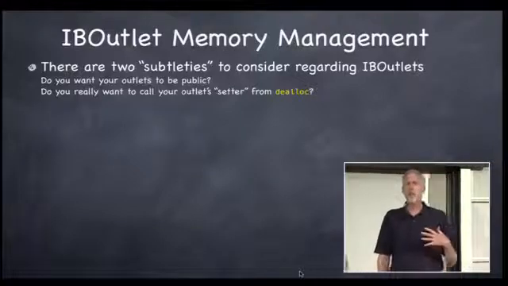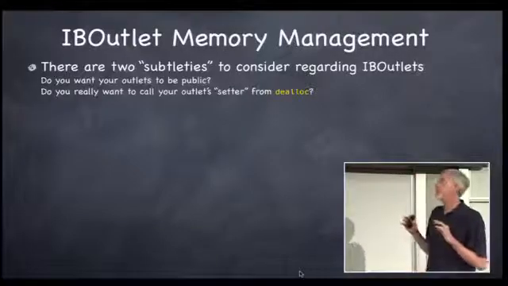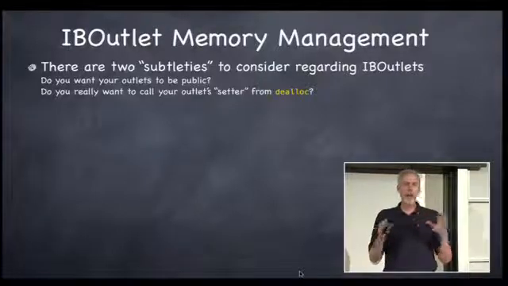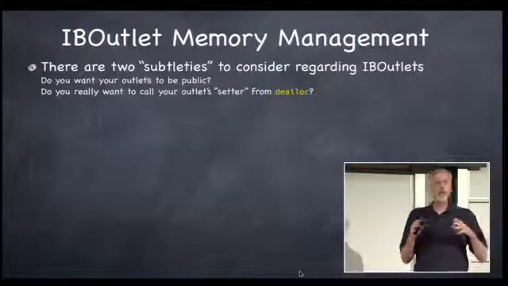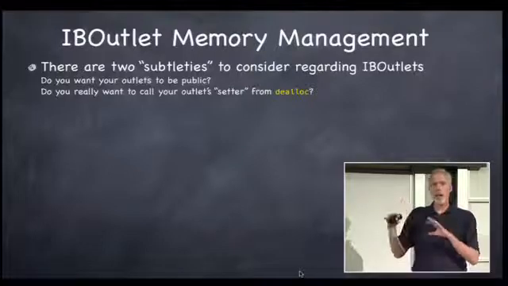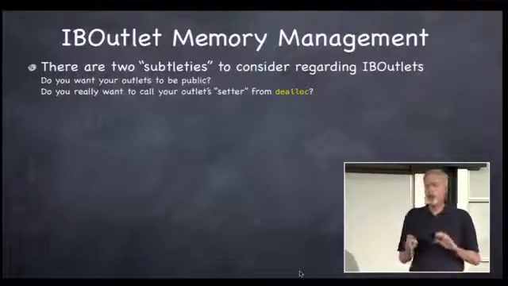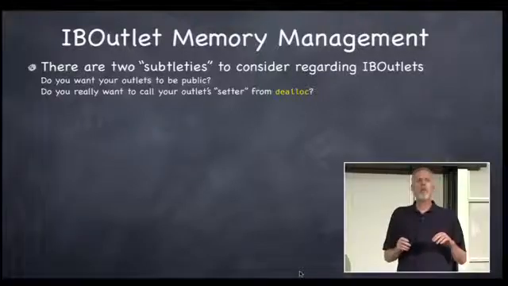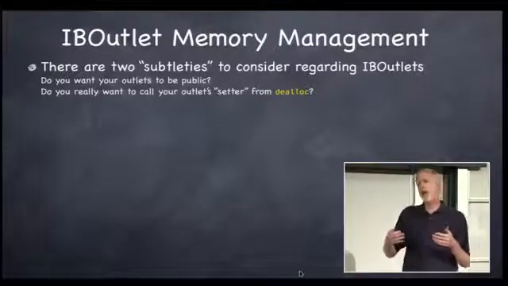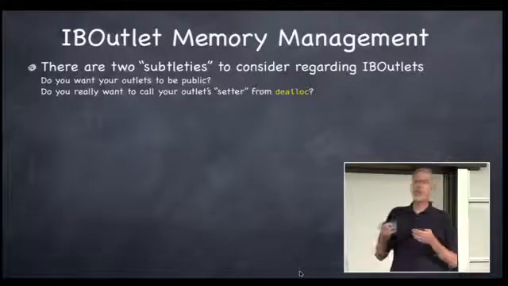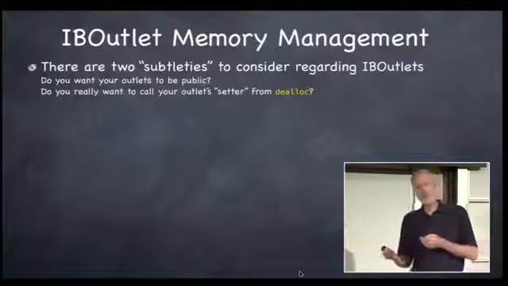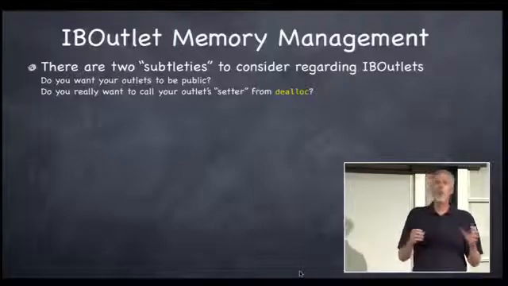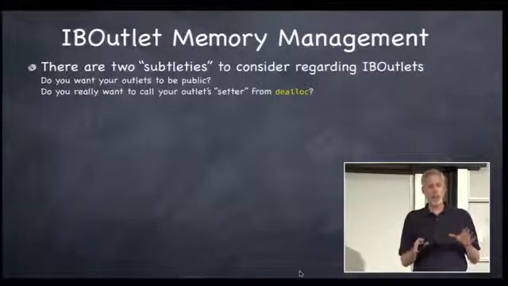All right, so let's talk about some of these miscellaneous topics. This one is IB outlet memory management. We talked about how to do that last time. You do it with this @property (retain) IBOutlet business. There are two subtleties, though, to consider when you do this, and I just want to make sure everyone appreciates the subtleties, and maybe by considering them, it'll help you understand better why we do it with that @property retain thing. Okay? So the two subtleties are, do you want your outlets to be public?